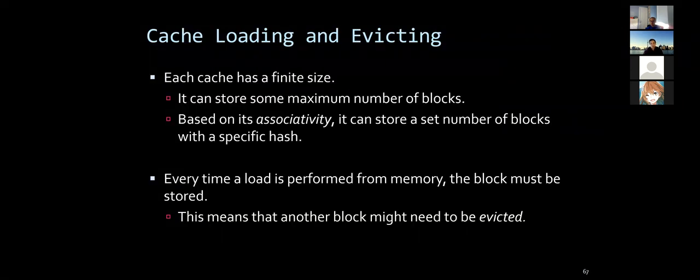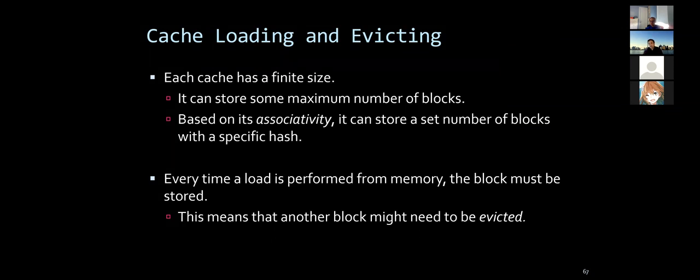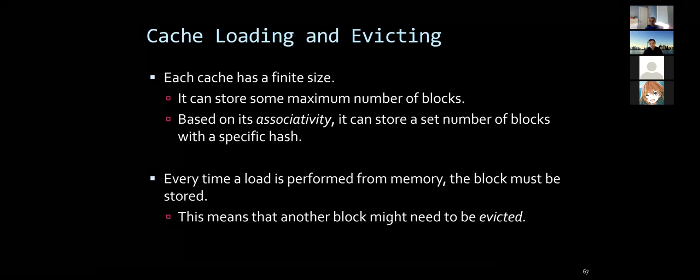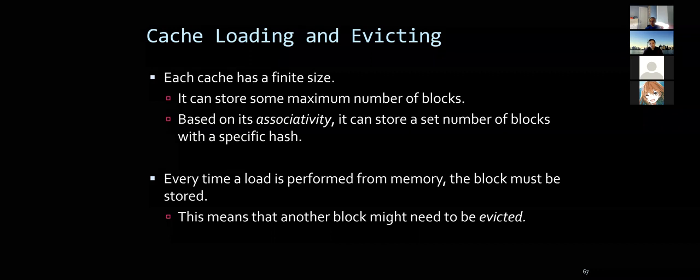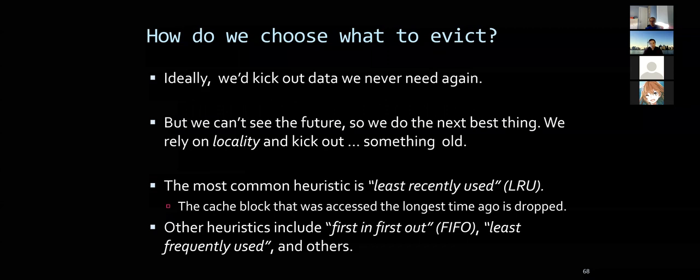Each cache has a finite size, so we can only store so many blocks. So we need a mechanism, as someone already brought up, to figure out what to keep in the cache versus what's not. When we need to remove something, it's called eviction. Every time a load is performed from memory, the block must be stored somewhere, and it means something has to be removed from the cache.